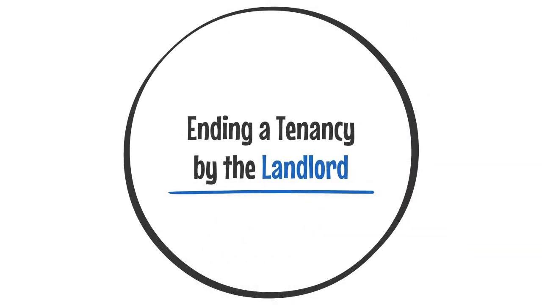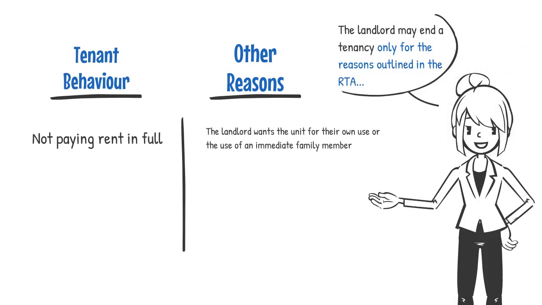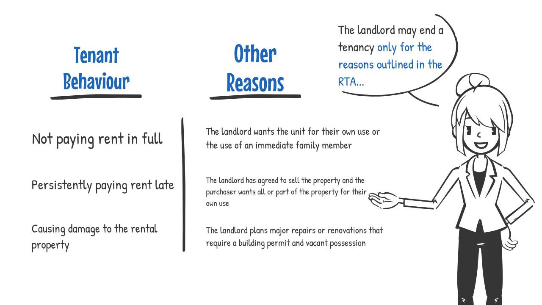Ending a tenancy by the landlord. A landlord may end a tenancy only for the reasons outlined in the Residential Tenancies Act, such as not paying the rent in full, persistently paying the rent late, causing damage to the rental property, illegal activity, affecting the safety of others, disturbing the enjoyment of other tenants or the landlord.